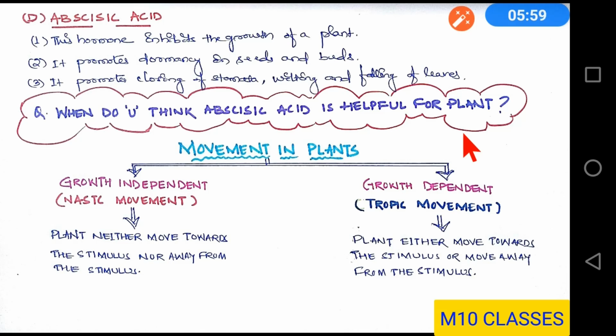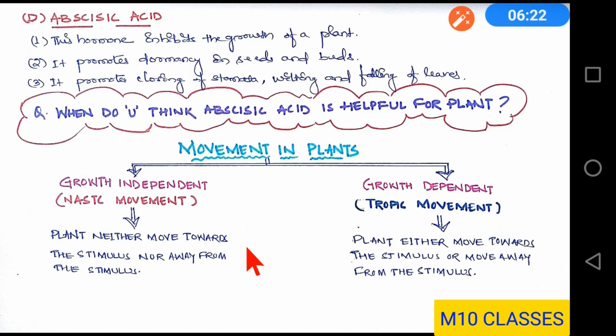Now, movements in plants. In case of movement in plants, it is broadly categorized into two types. One is growth independent movements and another is growth dependent movements. Growth independent movements are also known as nastic movements, and growth dependent movements are also known as tropic movements. So what are those different kinds of movements?